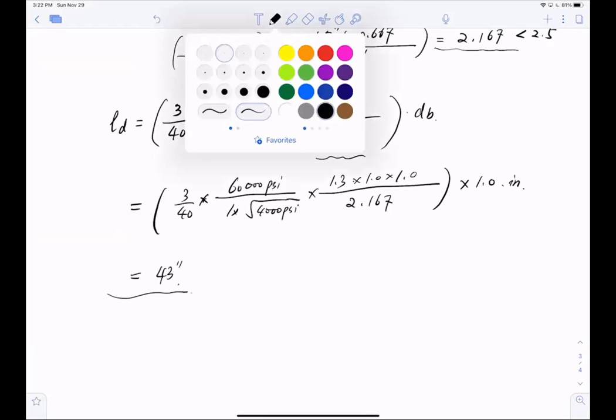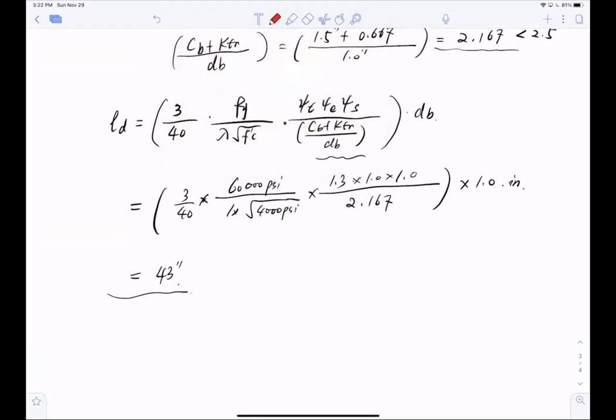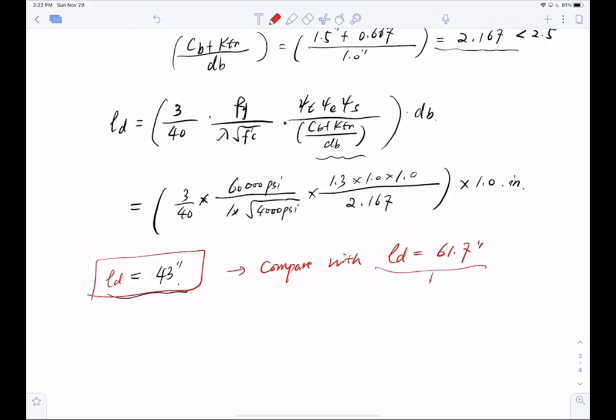I want you to compare the LD development length calculated using the conventional approach with the previously calculated 61.7 inch from the simplified approach. You find that the simplified approach is more conservative, which means it's safer. So normally if the case falls into the requirements of the simplified approach, we will use the simplified approach.